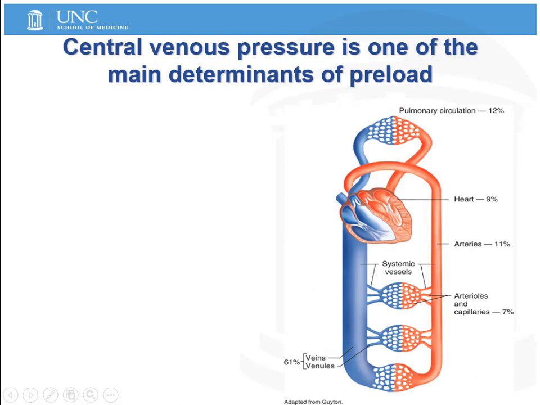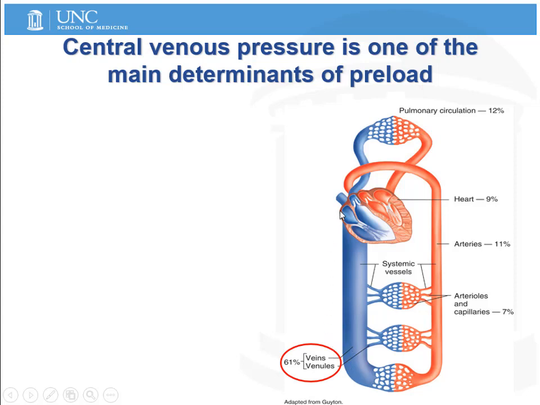There are several factors that determine the preload, but one of the main ones is the central venous pressure, or the hydrostatic pressure in the large veins of the systemic circulation. The majority of the blood volume, about 61%, is present in the systemic veins. So there's this great reserve of blood that can potentially be returned to the heart and therefore increase the preload.